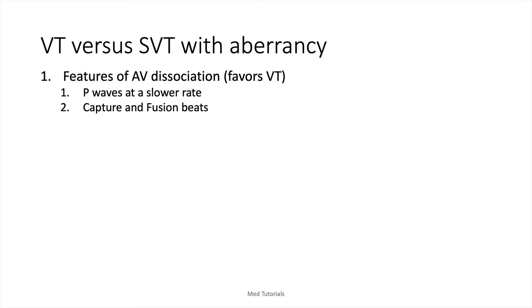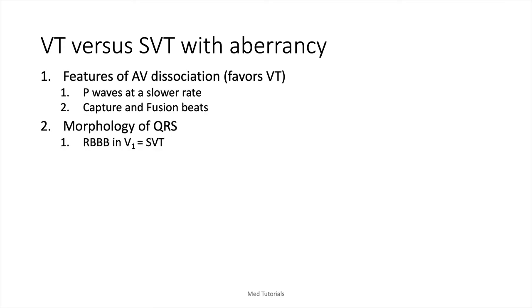Sometimes you get capture and fusion beats. Capture is where a sinus impulse from the sinus node gets transmitted through the AV node and actually forms a normal QRS complex in between all those broad complex QRS that we see. Fusion is a fusion of a normal P wave impulse that goes through the AV node and an ectopic impulse through the abnormal ventricular wave, which fuse together and form a different type of complex on the ECG.